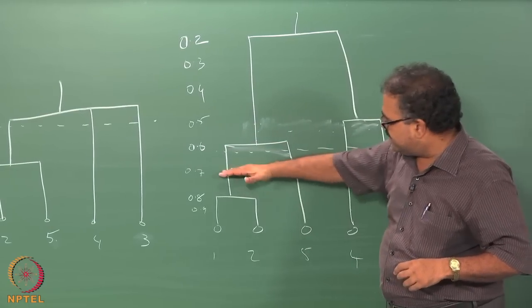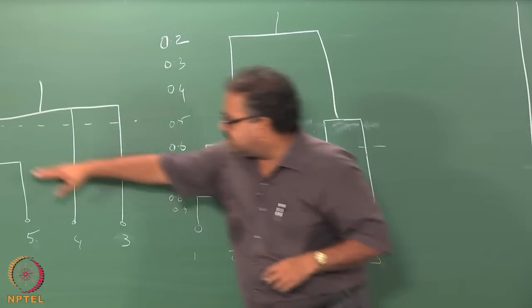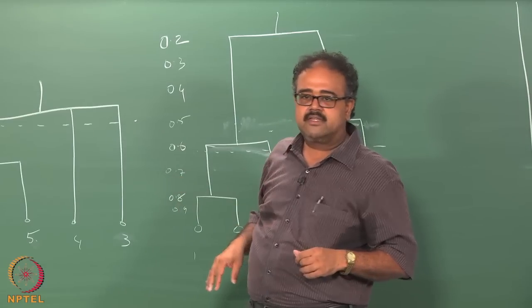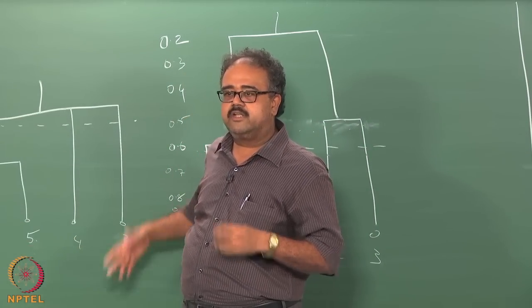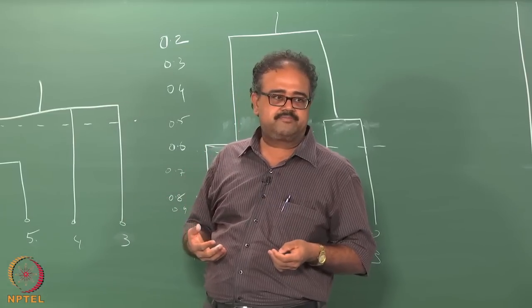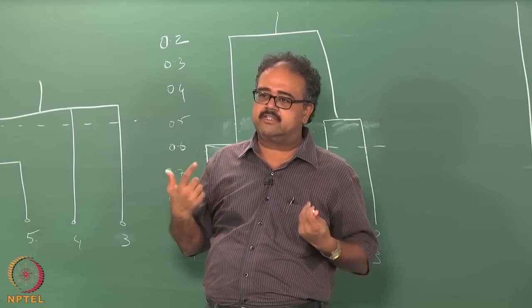So what do I get? I get 1, 2 as a cluster, 5 as a cluster, 4 as a cluster, 3 as a cluster. But if you do the same thing here, just below 0.6, I get 1, 2, 5 as a cluster, 4 and 3 as a cluster. So depending on how I built the dendrogram, the same tolerance level might yield different clusters for me.